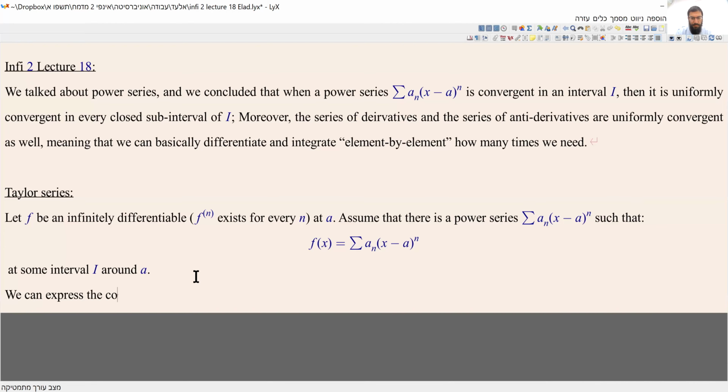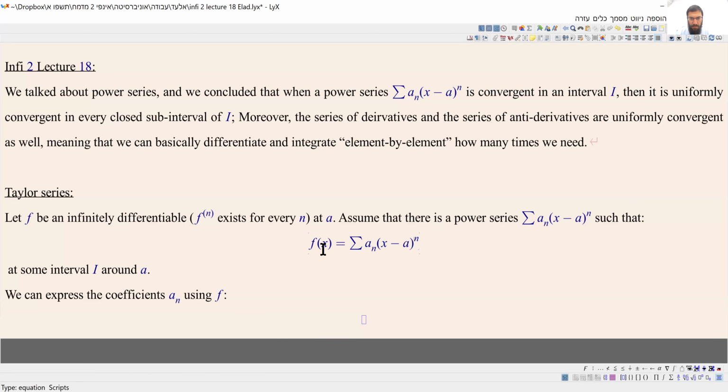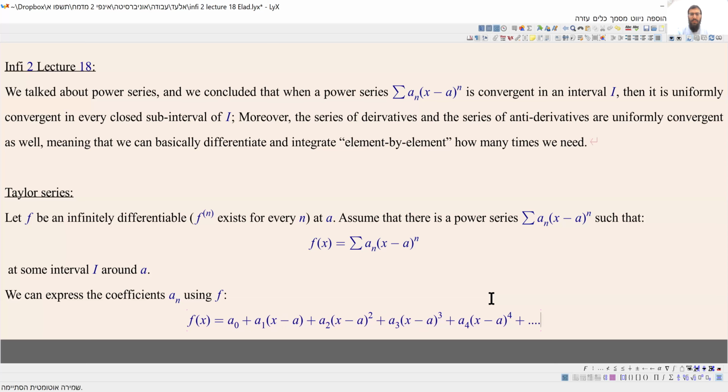Now, we can find this power series, meaning that we can express the coefficients a_n using f. Let's first write it down explicitly, by the basic rule of sigmas. You write it without a sigma, and it is, I'm not saying it's easy, but it is less complicated: a_0 plus a_1 (x minus a) plus a_2 (x minus a) squared, a_3 (x minus a) cubed, a_4 (x minus a) to the power 4.